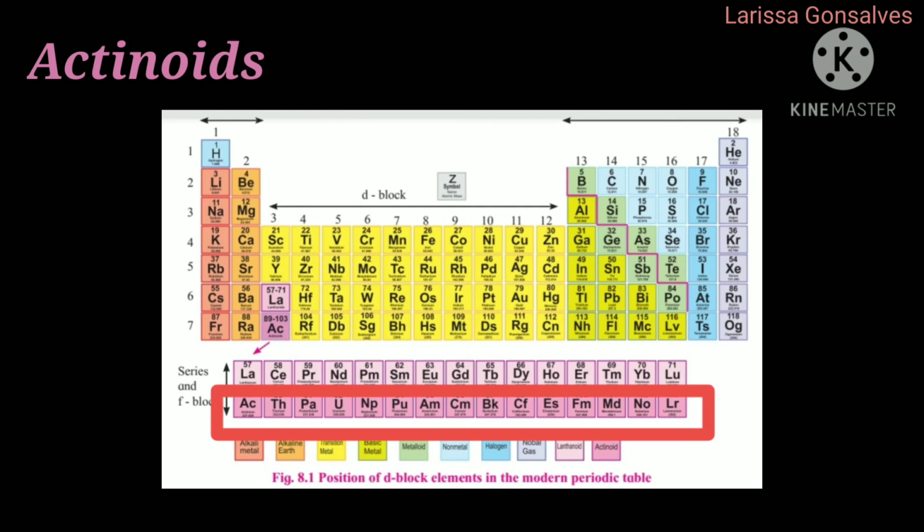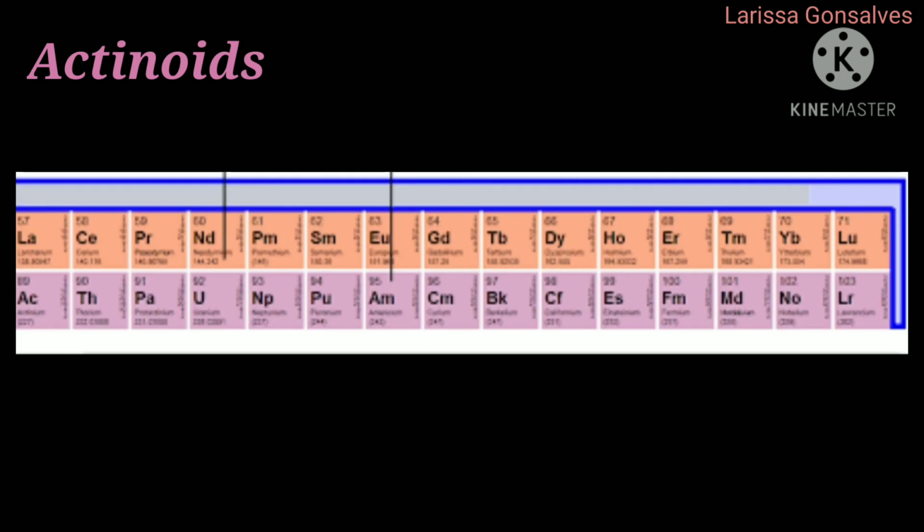Now we move on to study actinoids. The last row of elements in the periodic table forms the actinoid series. The actinoid series begins with the element thorium, with atomic number 90, and ends with lawrencium with atomic number 103.